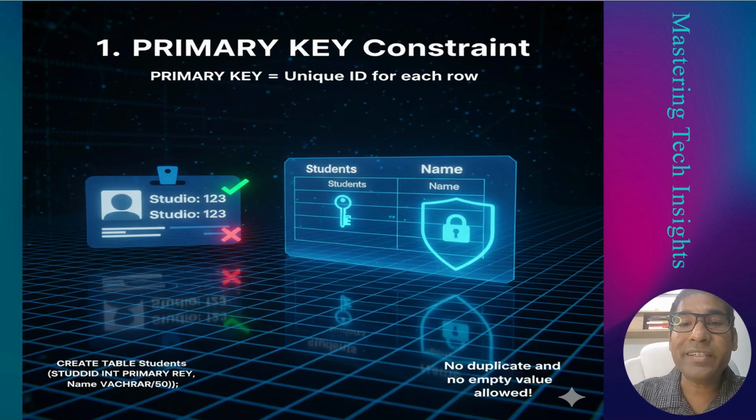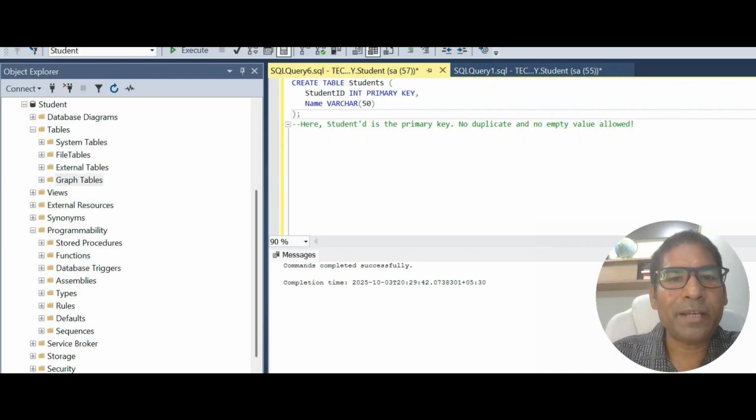The primary key is like a student's roll number in the classroom. Every student must have a unique roll number, and no two students can share it. For example, let's create a student table where student ID is the primary key. So no duplicates and no empty values are allowed.